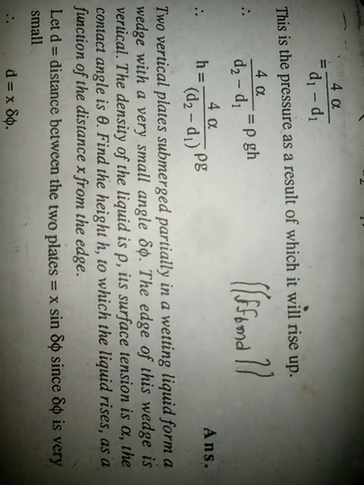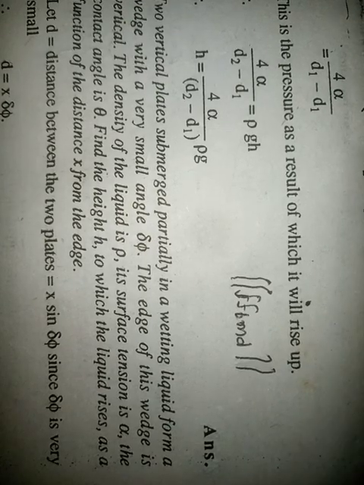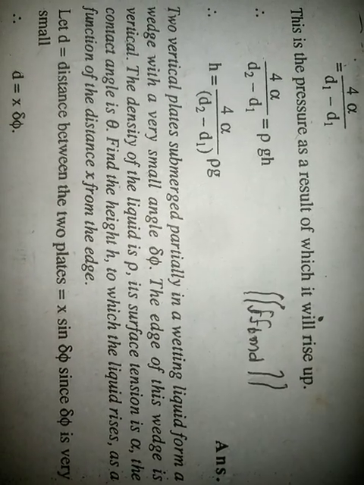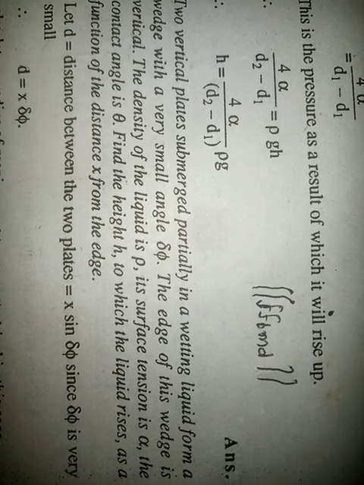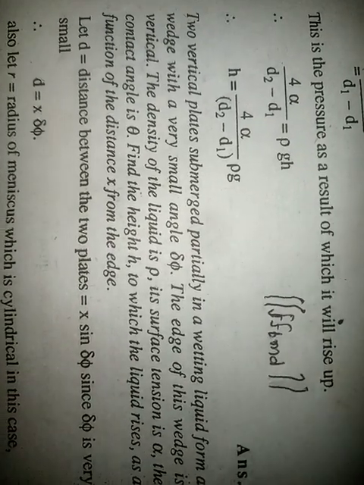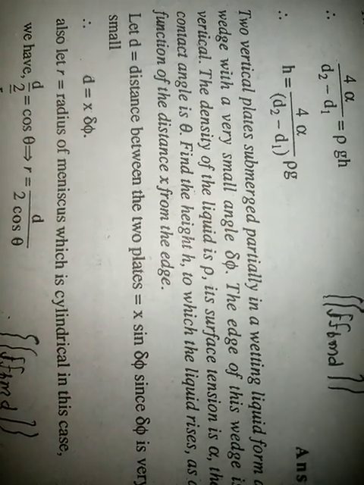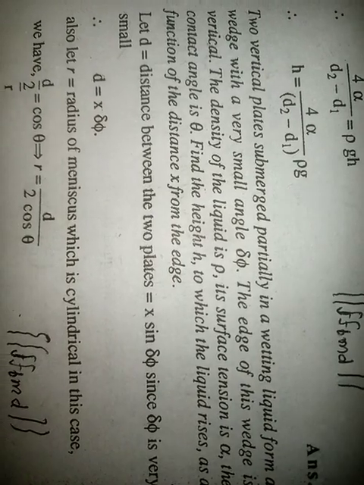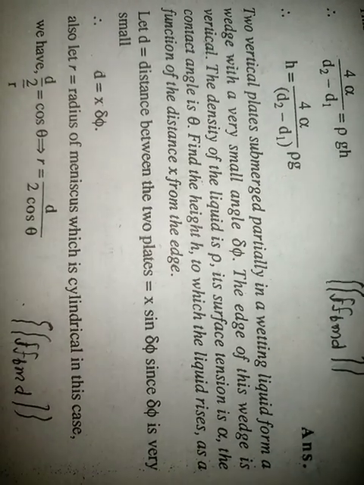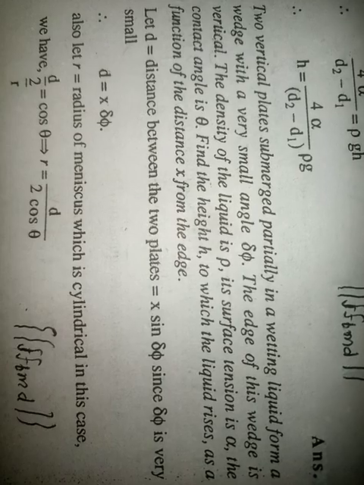Two vertical plates submerged partially in a wetting liquid form a wedge with a very small angle delta phi. The edge of this wedge is vertical. The density of the liquid is rho. Its surface tension is alpha. The contact angle is theta. Find the height h to which the liquid rises as a function of the distance x from the edge.